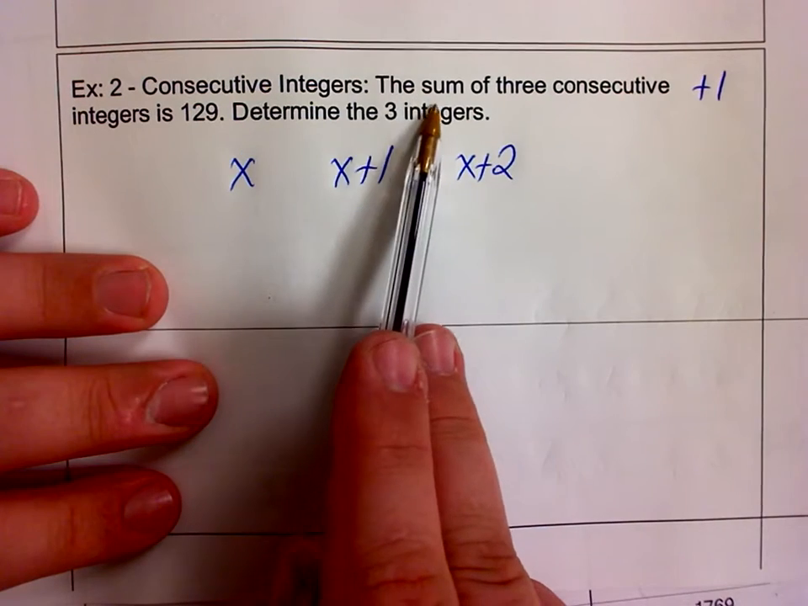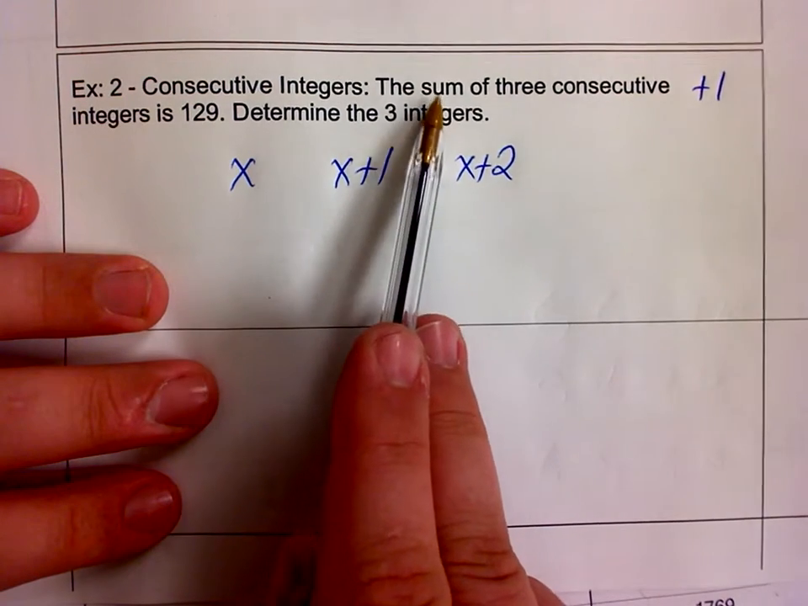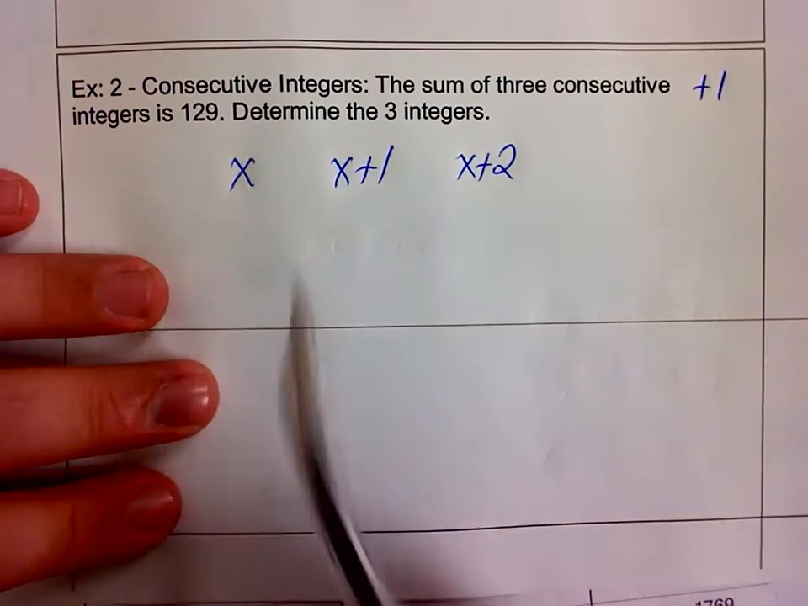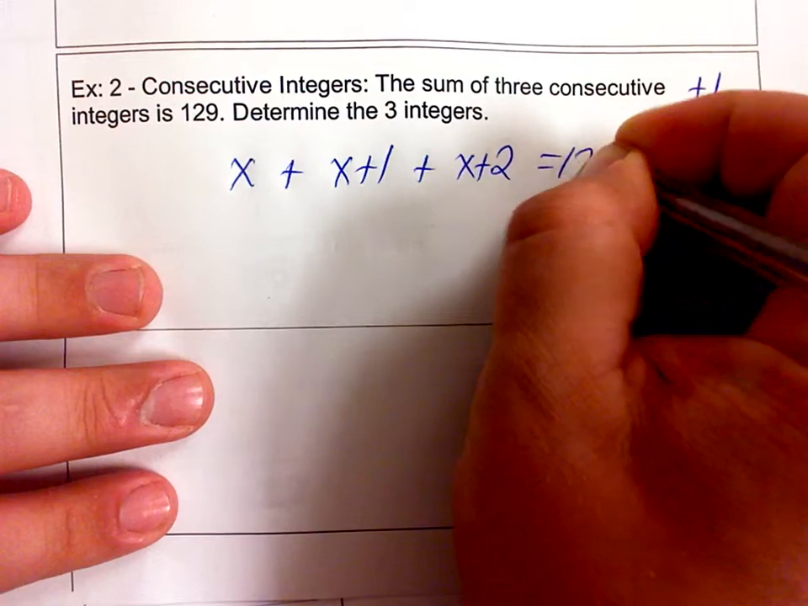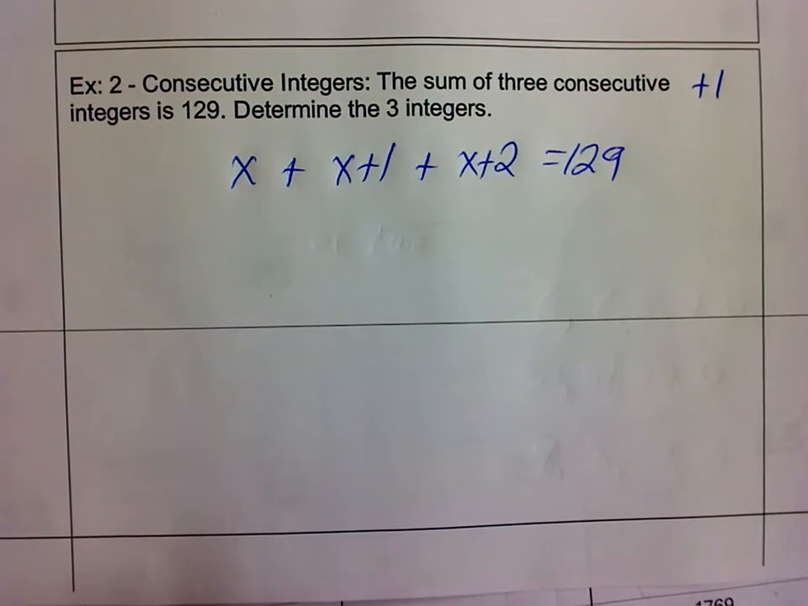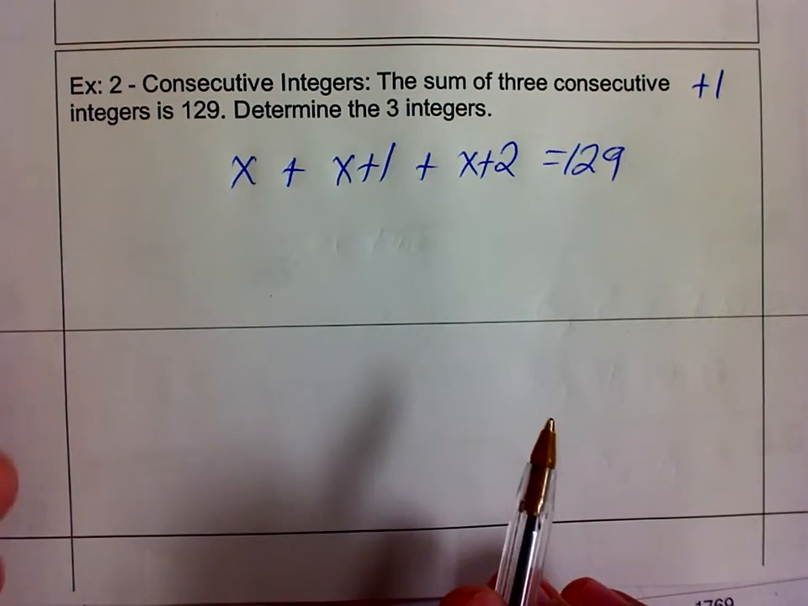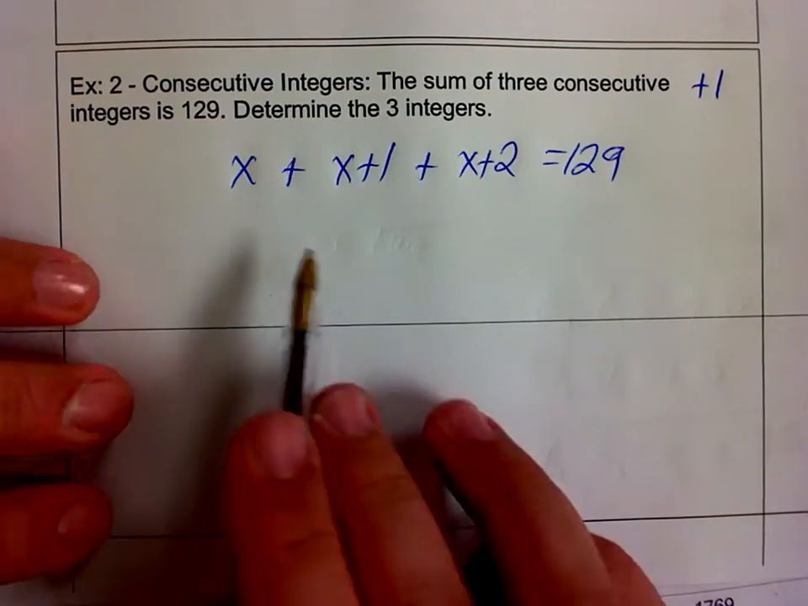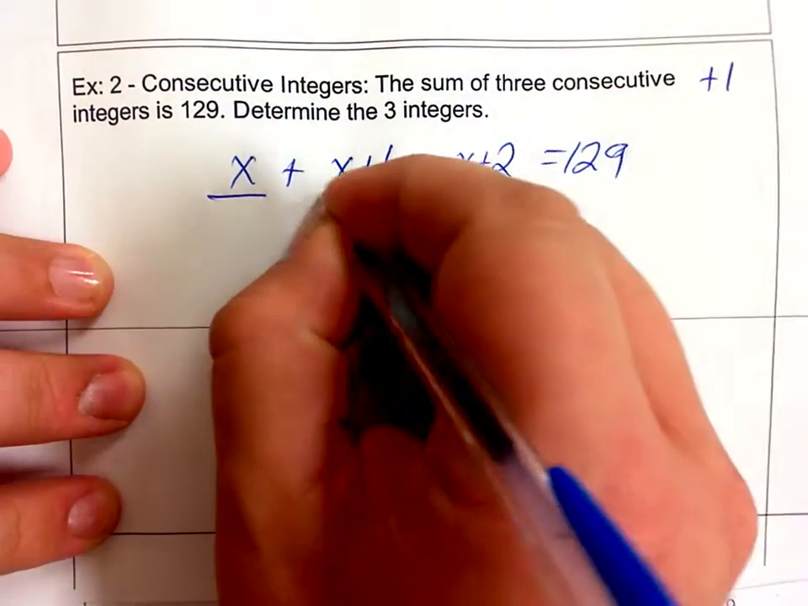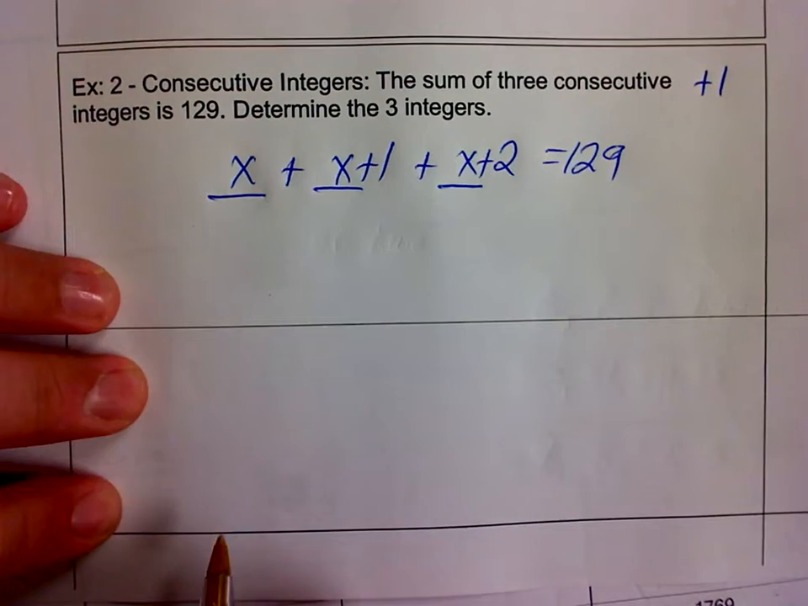Now, what it says we want to do up here is, they tell us that the sum of these 3 is 129. So we are going to add them all together and set that equal to 129. Now, this is a problem very similar from back yesterday when we talked about perimeter and geometry application. By combining like terms, we're going to simplify this down a little bit.